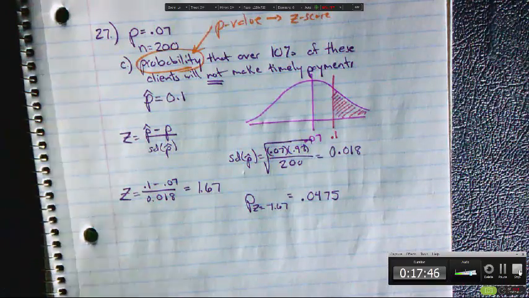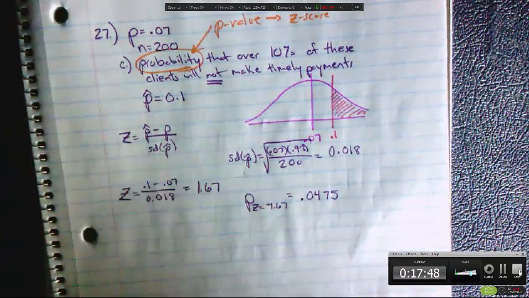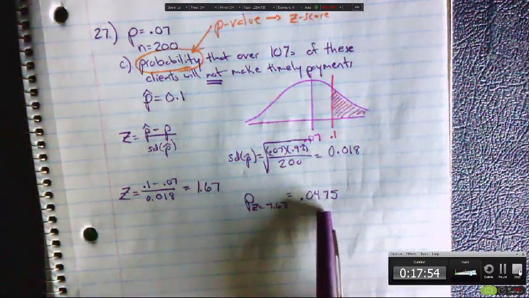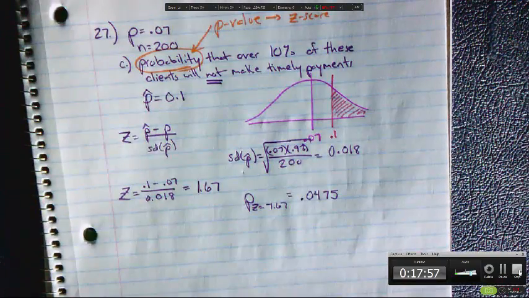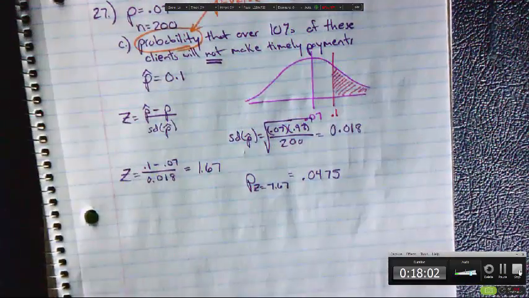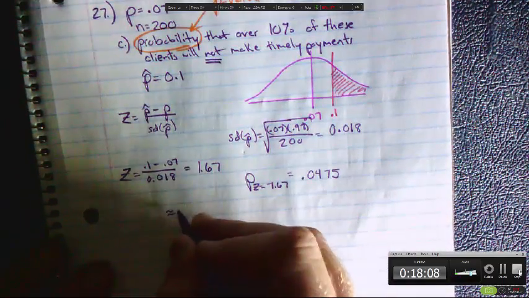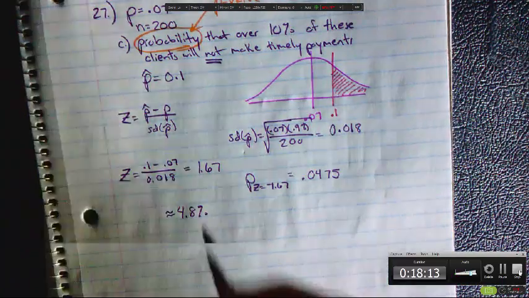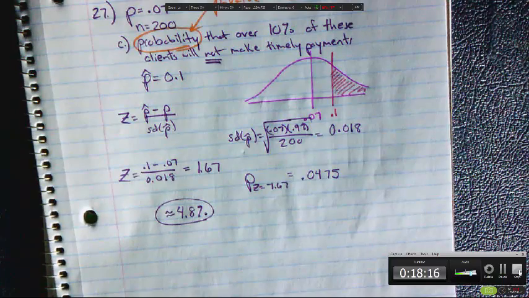So, the probability of being below negative 1.67 standard deviations below the mean is 4.75%, which is going to correspond to the exact same probability of being more than 10% or above 10% of the clients making time payments. That should be the answer in the back of the book. 4.8? Okay, so approximately 4.8%. The probability that over 10% of their clients will not make timely payments is approximately 0.048, or you could say 4.8% of the time you can expect that more than 10% of the clients will not make timely payments.